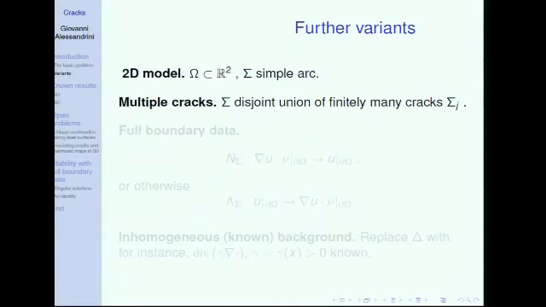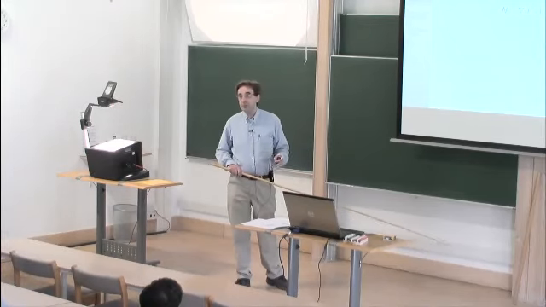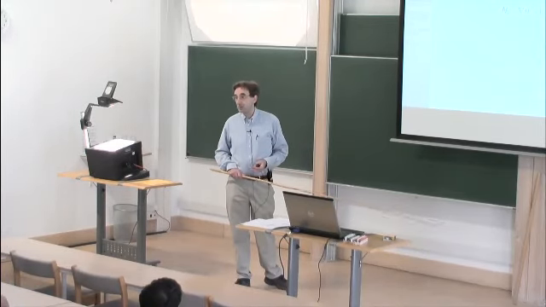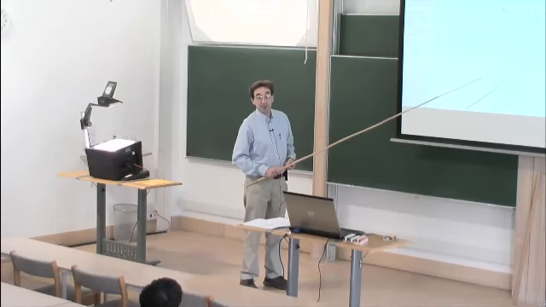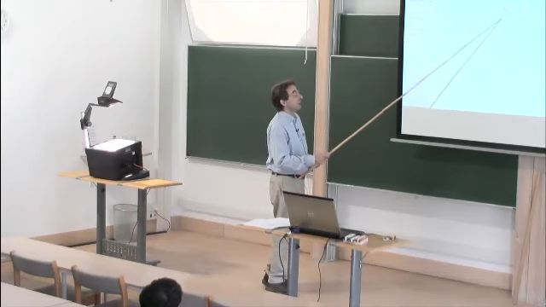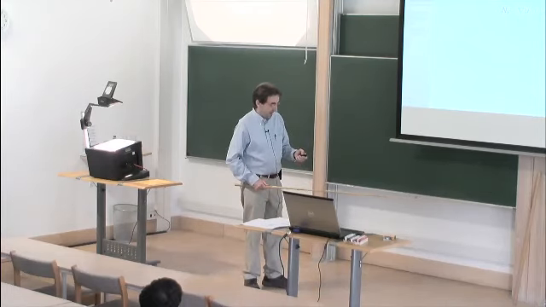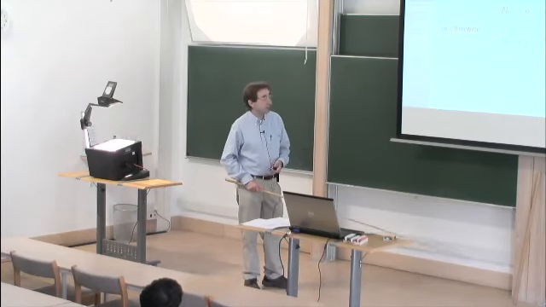That is, sigma is not just a single portion of the surface, but it is the disjoint union of several cracks, which are regular orientable surfaces. And one other thing that has been considered is the case in which instead of having only finitely many measurements, which seems to be on a dimensional ground the reasonable way to do, is to consider the set of full boundary data. That is, either to consider the Neumann to Dirichlet map, as in this case, or equivalently the Dirichlet to Neumann map.